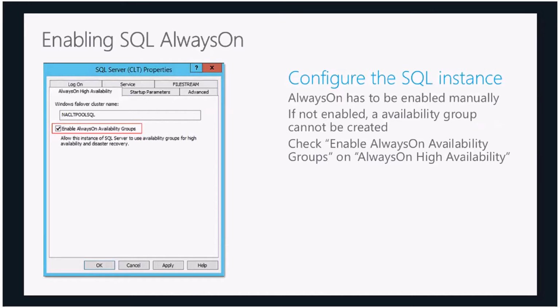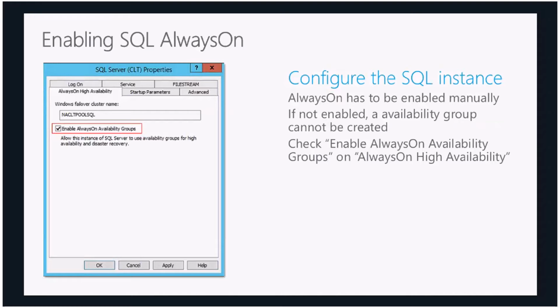We'll go into the Always On High Availability tab. This has to be enabled manually, and if we don't do this, your availability group cannot be created. So once you get into that tab, you click the little checkbox that says Enable Always On Availability Groups.